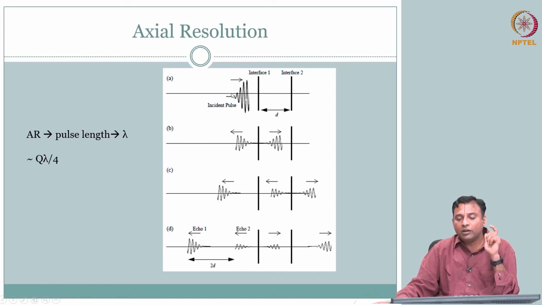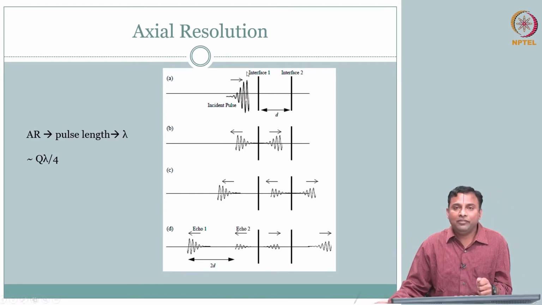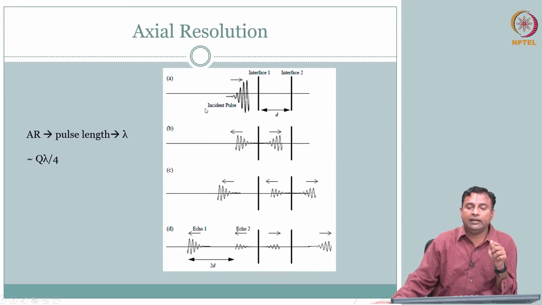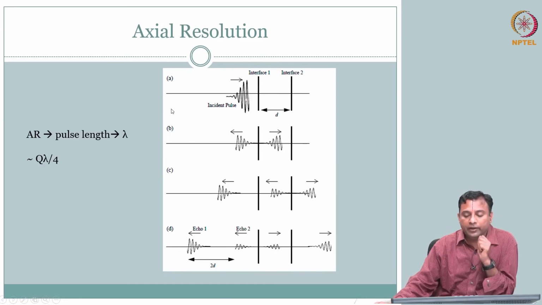which, at the limit, you can think of as sending a pulse of only one cycle, so your lambda. So typically it is Q lambda by 4. Q, essentially, you can consider as a quality factor that incorporates your shape, okay. So now you see vividly that when you use the pulse-echo paradigm, this wavelength is a big deal, that determines your axial resolution, okay.